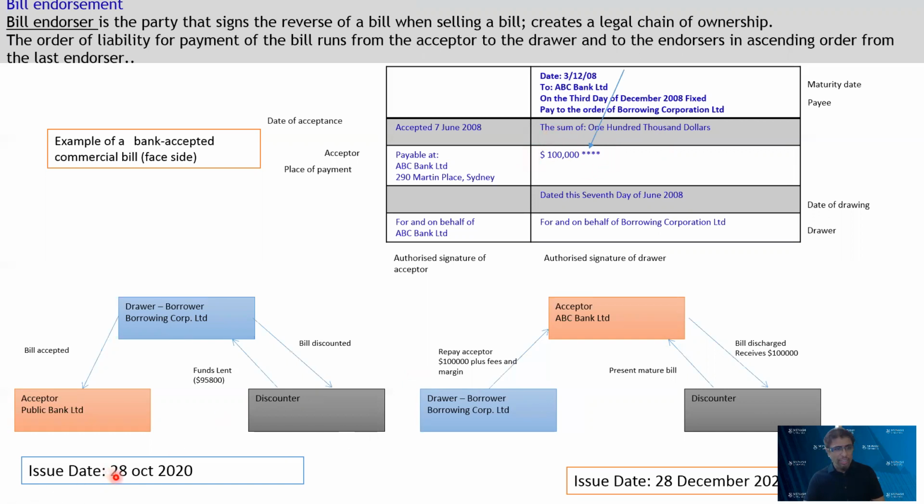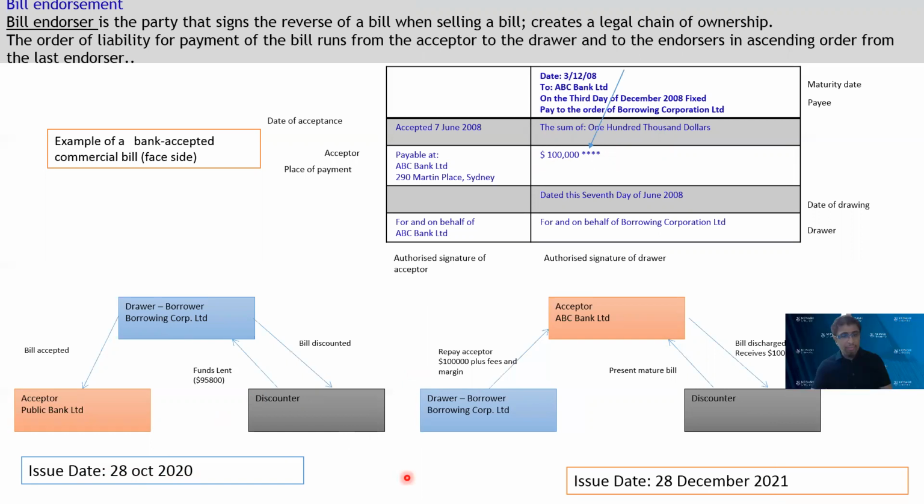So if the contract is on the 28th of October 2020, and then on the 28th of December 2021, the discounter expects to receive 100,000 for the 95,000 he paid to the drawer.